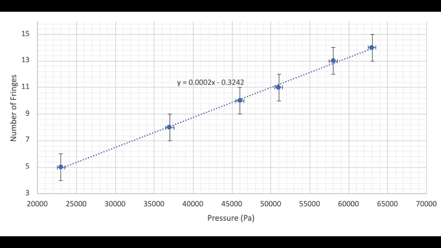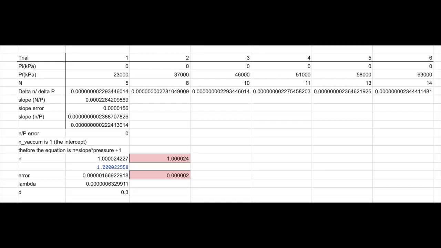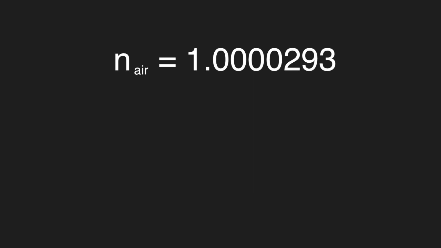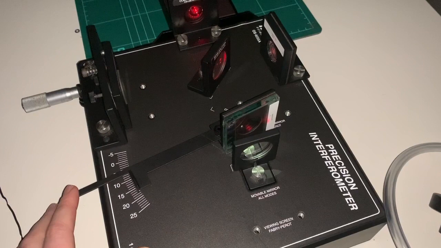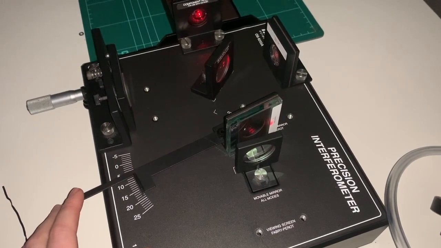With absolute pressure on the x-axis and big N, the amount of fringes, on the y-axis, we can create a graph where the slope is proportional to the slope of a graph with the pressure versus refractive index. The accepted value of 1.0000293 for the refractive index of air falls outside of our results and uncertainty, but agrees within 0.0006%. The third experiment measures the refractive index of glass.